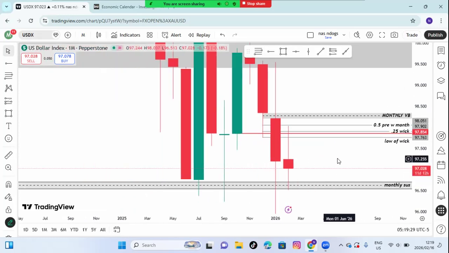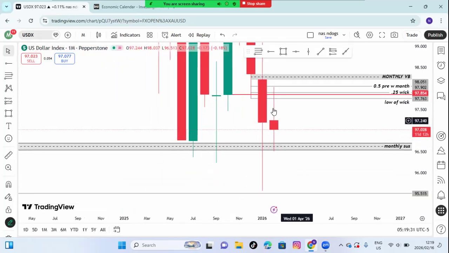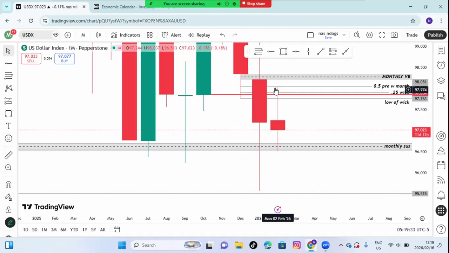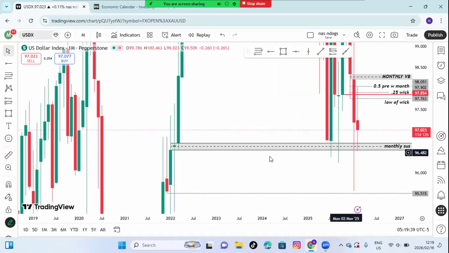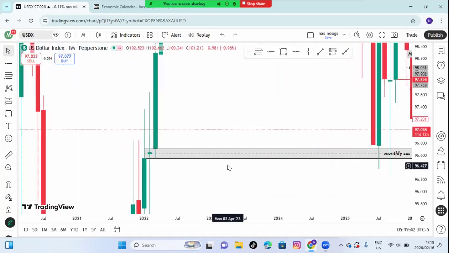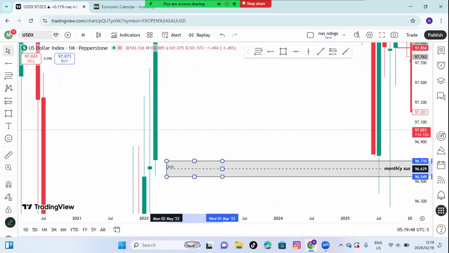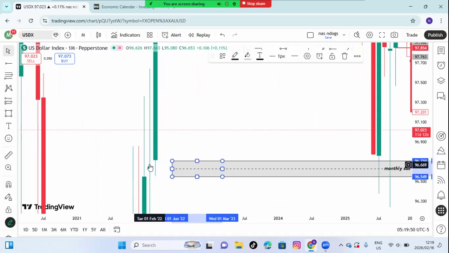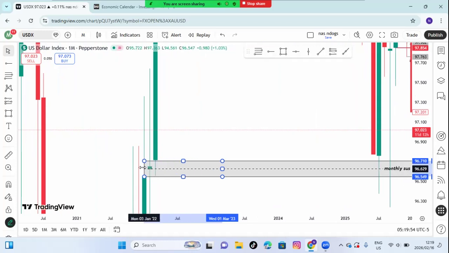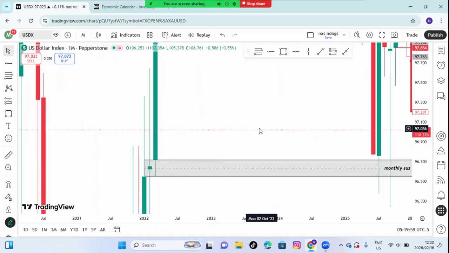So what's the play now? We opened here, we went up there, and then we came back into this monthly suspension block here on the DXY. If you do that, you're going to see this candlestick here is a volume imbalance. Here's a volume imbalance up here. There's a volume imbalance down there. So that's a suspension block on your monthly time frame.